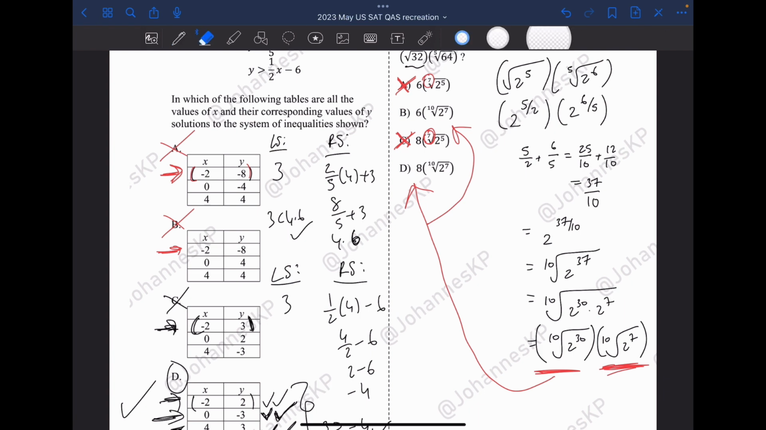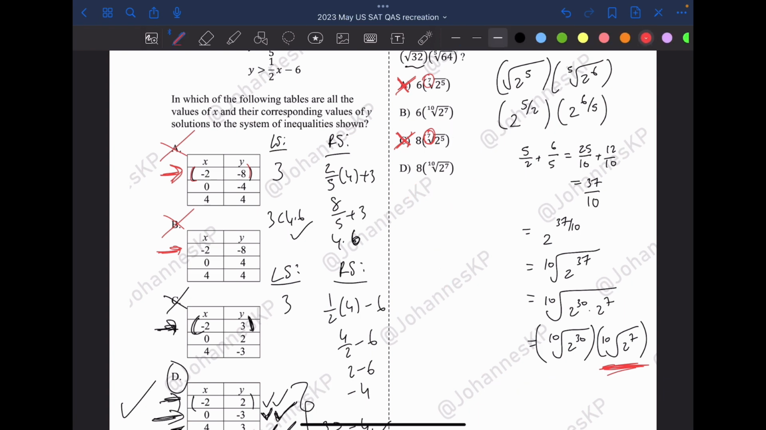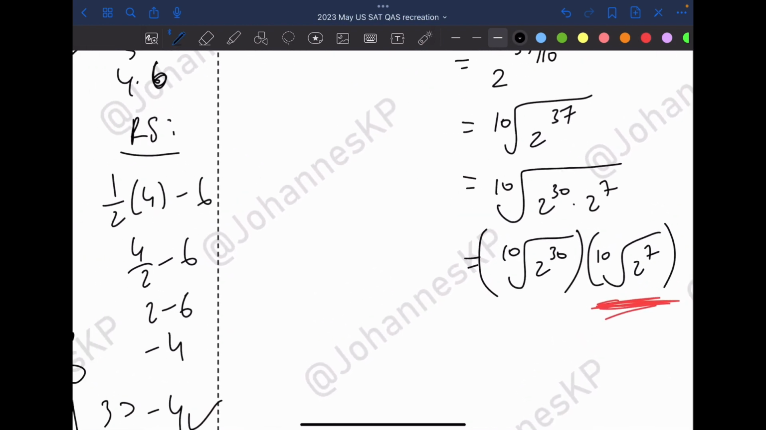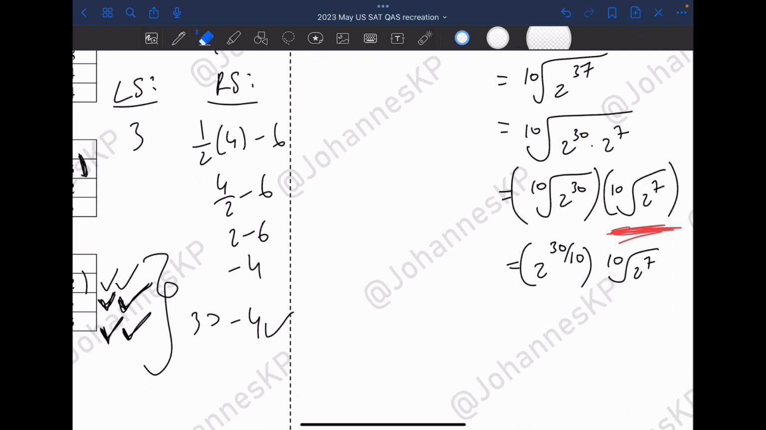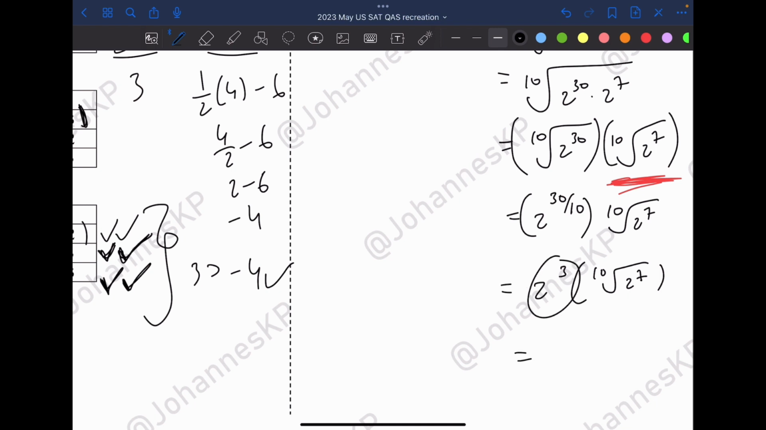You might ask, oh, okay, how do you do that? This is the part where you need experience to be able to do this, but the only way you can actually solve this question is by converting it back to a fractional exponent. This would be 2 to the power of 30 over 10 times 10th root of 2 to the power of 7. I know this because I can already notice that 30 over 10 gives you 3, which is a nice exponent. So this would be 2 to the power of 3 times the 10th root of 2 to the power of 7. And we know that 2 to the power of 3 is 8, so this would be 8 times the 10th root of 2 to the power of 7.